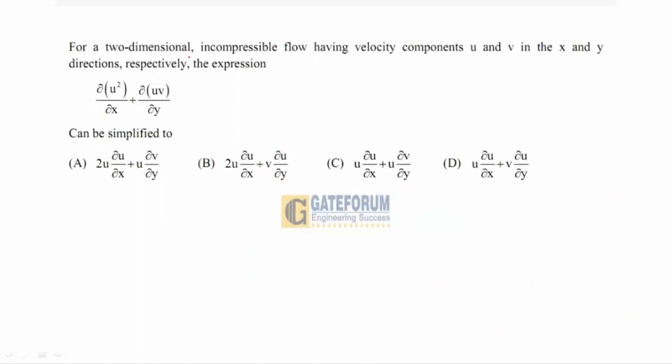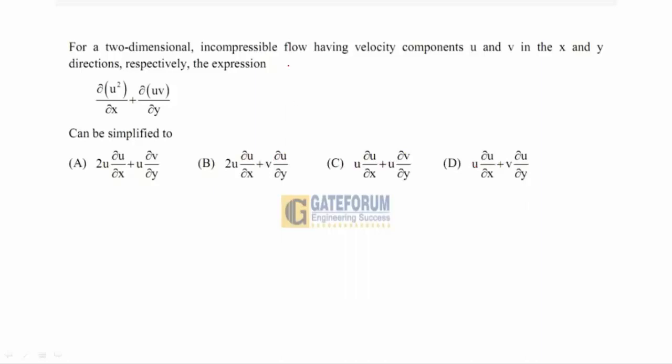What is this question? For a two-dimensional incompressible flow having velocity components u and v in the x and y direction respectively, the expression del u square upon del x plus del uv upon del y can be simplified to: option A, 2u del u upon del x plus u del v upon del y; option B, 2u del u upon del x plus v del u upon del y; option C, u del u upon del x plus u del v upon del y; option D, u del u upon del x plus v del u upon del y.